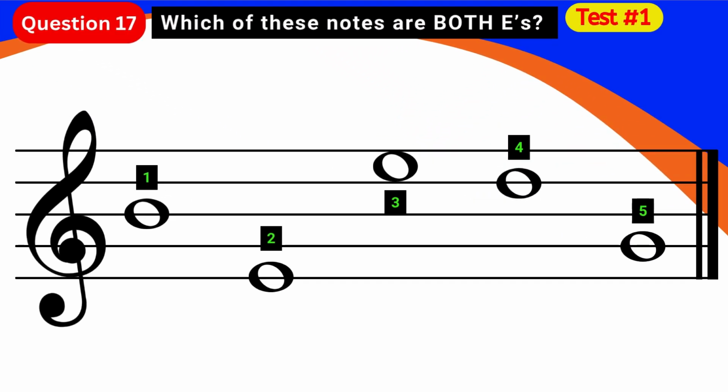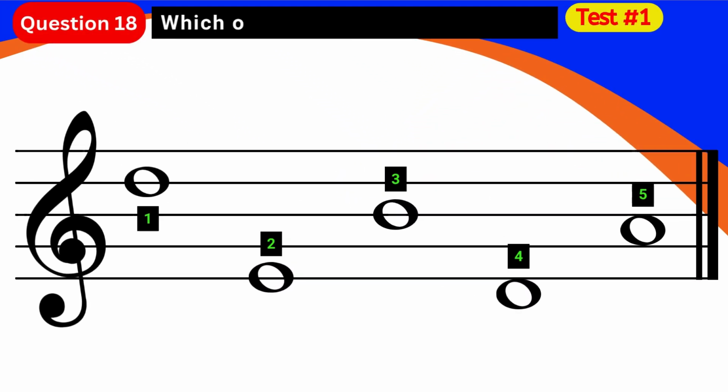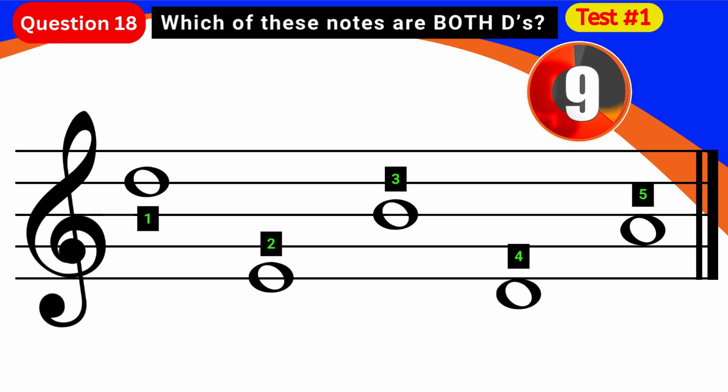Question 17. Which of these notes are both E's? Question 18. Which of the notes below are both D's? Number 1, 2, 3, 4, or 5?